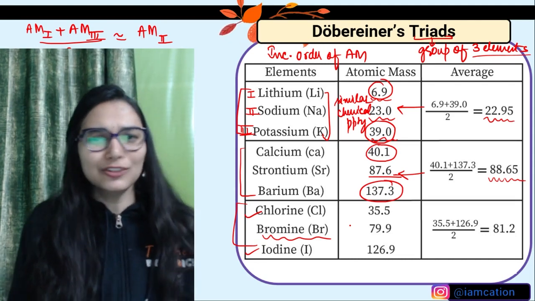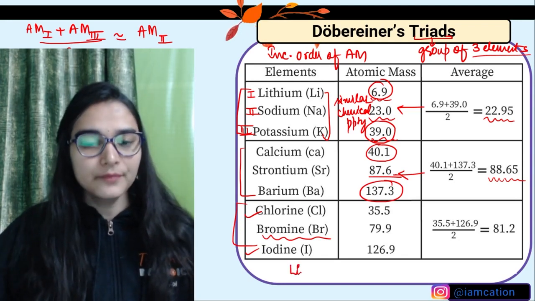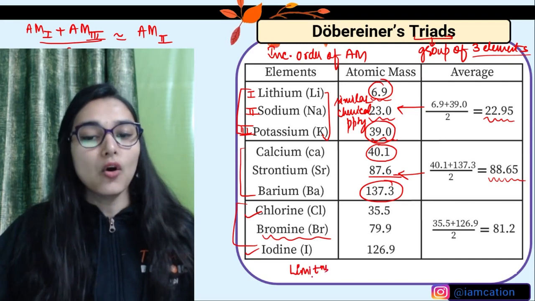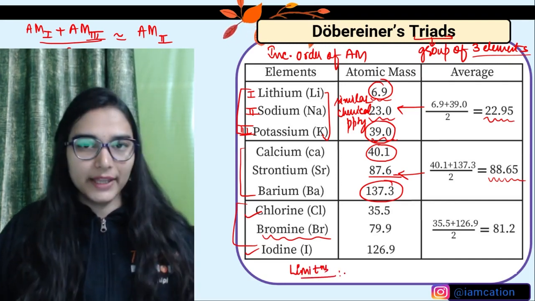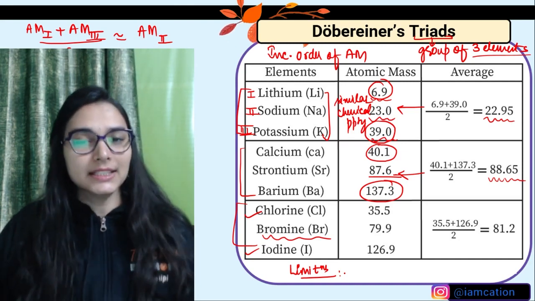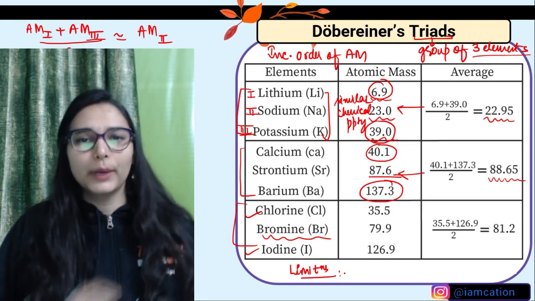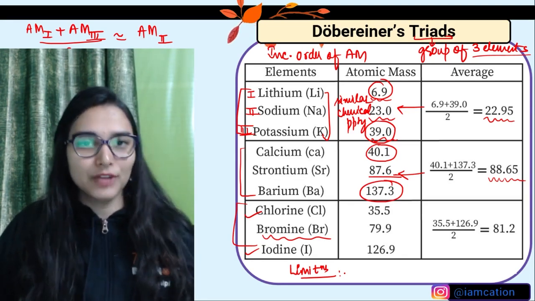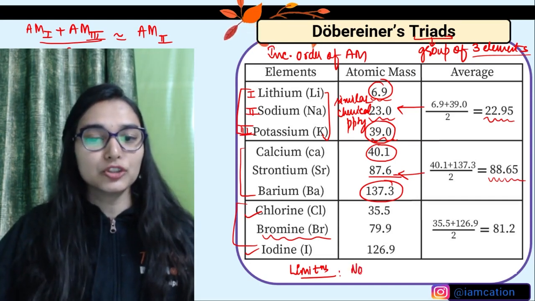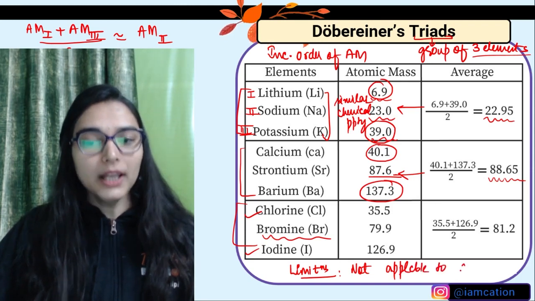So that was a very small, simple classification, although there were some limitations here. The limitations were that all the elements could not be classified. There were fewer elements existing at that time, around 22-23 elements, and they were not all obeying this Dobereiner triad. So you can say that it was not applicable to all elements that were discovered at that time.